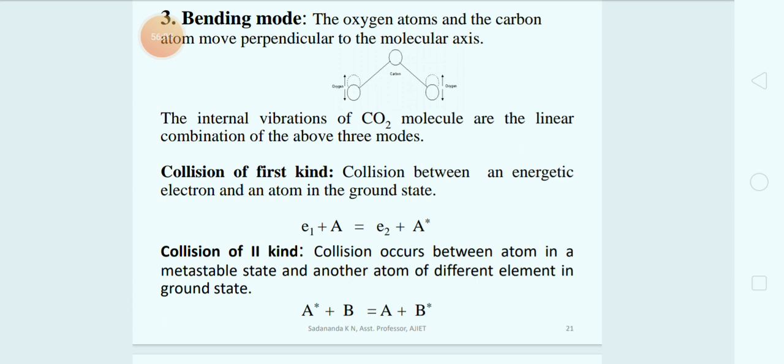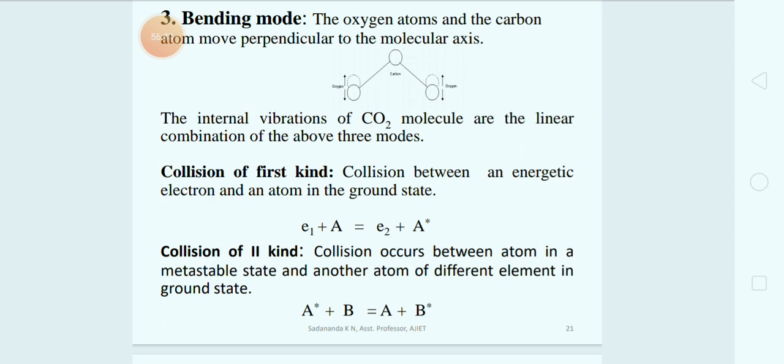Normally, the energy state of the symmetric mode of vibration is 100, and for the asymmetric mode of vibration, the energy state is 001, whereas the bending mode of vibration is the 010 state, and their higher energy states are 020, etc.